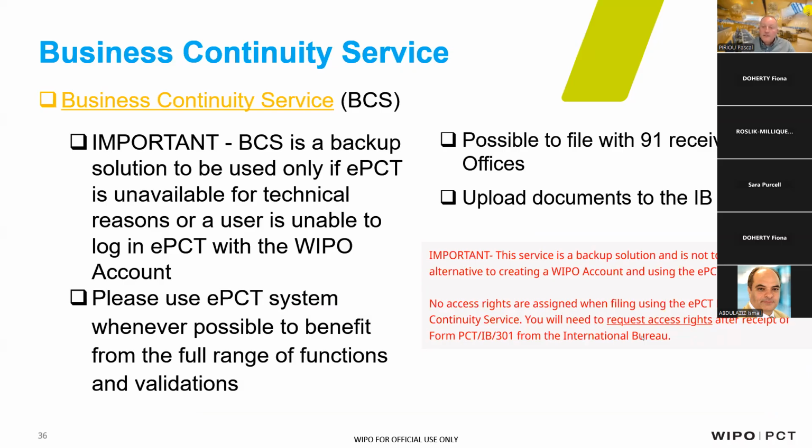It's possible to file PCT applications with the 91 receiving offices who accept ePCT filing. However, you can only upload documents to the IB. You cannot use the BCS to upload documents to other authorities. You will also get the same fee reduction if you file using BCS as if you file with ePCT, meaning the fee reduction when you file in PDF and in XML. Again, please use the ePCT system whenever possible to benefit from the full range of functions and validations.